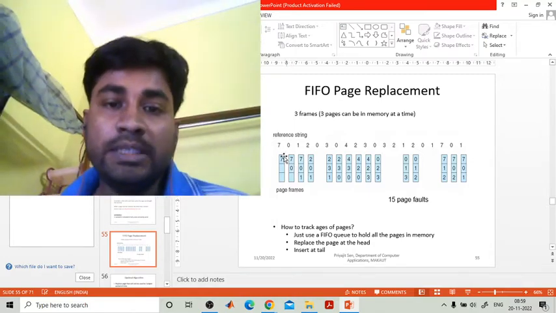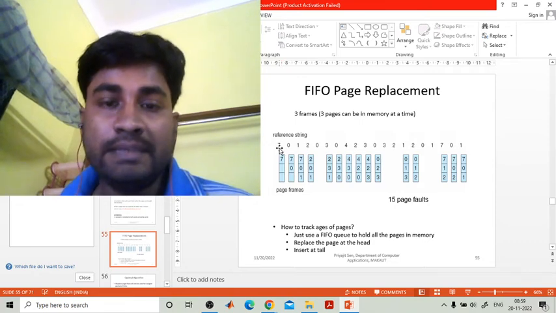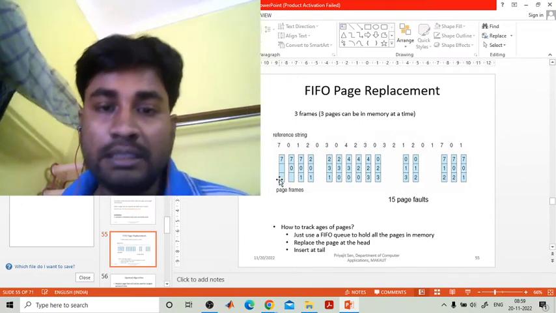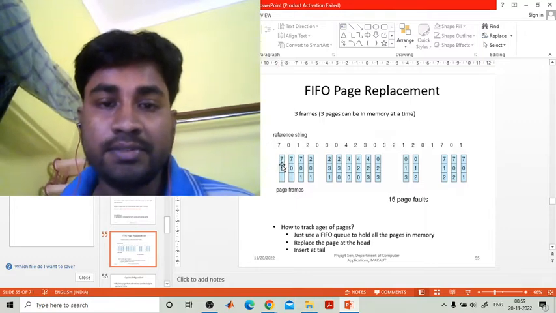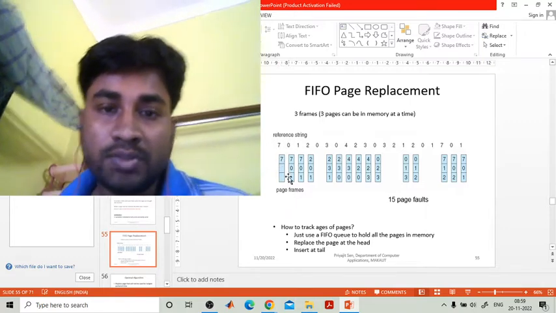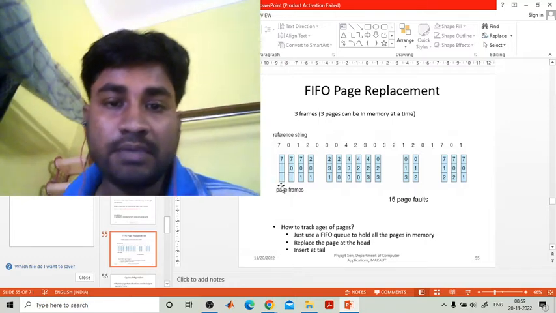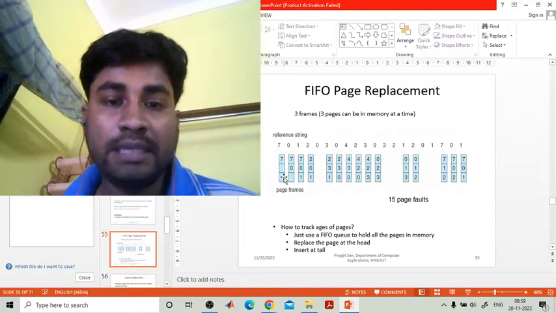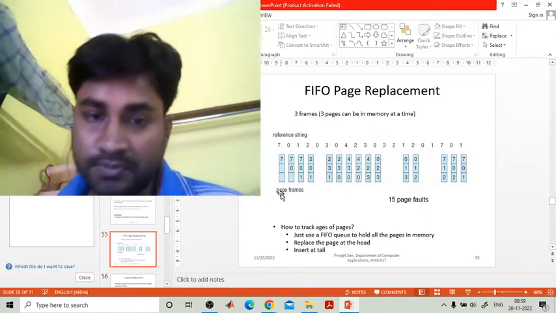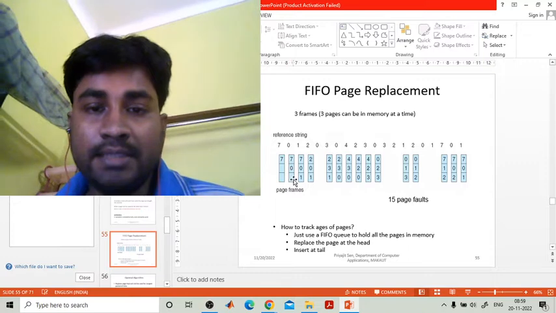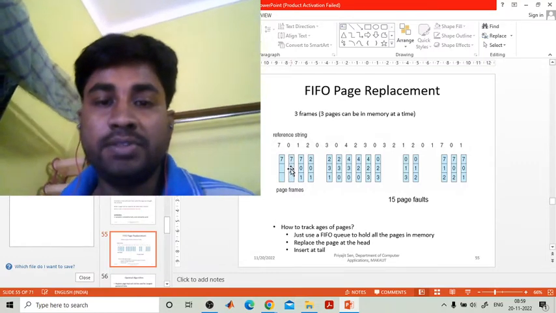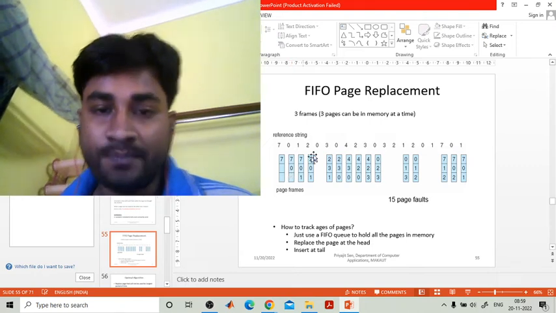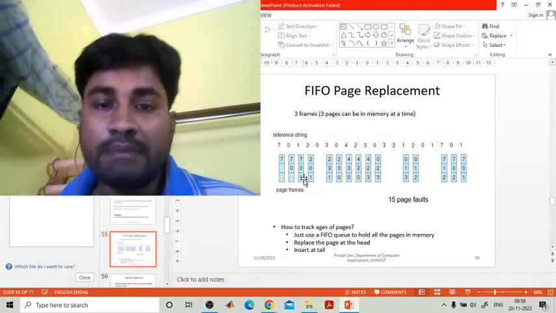Now what is happening here, suppose 7 is the first one, so in the memory everything is blank, every frame is blank. I have kept that one in the first location. So this is actually a page fault. This is one page fault because the page was not present in the memory, so I have taken it as one page fault. Then this 0 is actually kept after 7. 0 came here and it is blank. 1 came after 0.